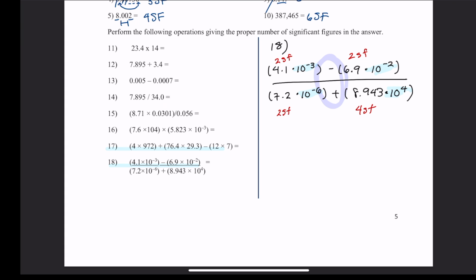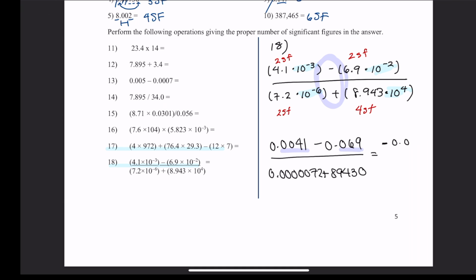So if I write everything out here, I will get 0.0041 minus 0.069 all over 0.0000072 plus 89430 something. Now, since it's the least decimal places, our answer right here, this is our least, this is only 3, this is 4. So when I subtract this out, I should get negative 0.0649. And since it's 3 decimal places, I'm going to highlight this right here. And divided by, I'm just going to put 89430, and then I have to add all that.